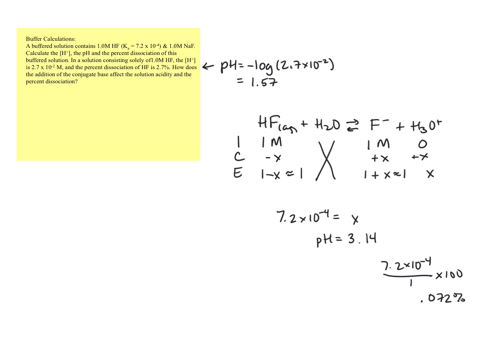Think about how the addition of the conjugate base affected the solution's acidity. If you think about Le Chatelier's principle, by adding F negative, by adding more of this, more reactants were produced, so more of the HF, and some of the H3O plus was consumed. Since the H3O plus decreases, that causes the pH to increase. And also the addition of the F negative caused the Q to increase.